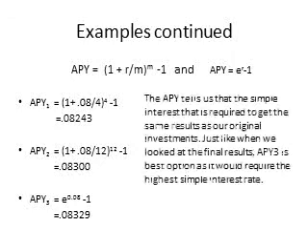So again, the APY tells us the simple interest that is required to get the same result as our original investments. Just like when we looked at the final results, the APY of the third example is the best option and would require the highest simple interest rate to achieve the same results.